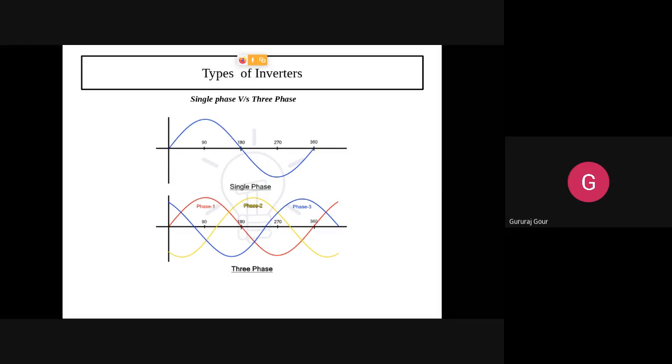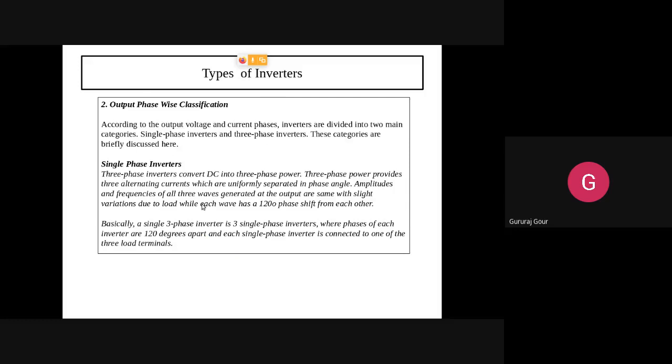The difference between how the single phase AC output looks is shown with the blue line. In the three phase AC output, you can see three lines coming with different phases, and their phase relationship is constant between each of these lines. That is why it is known as a three-phase AC output. So whether you get single phase or three-phase AC output, we have two types based on the output phase-wise classification.